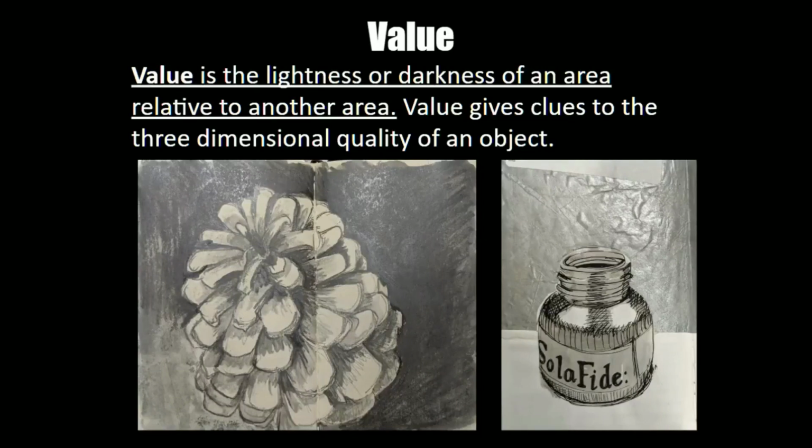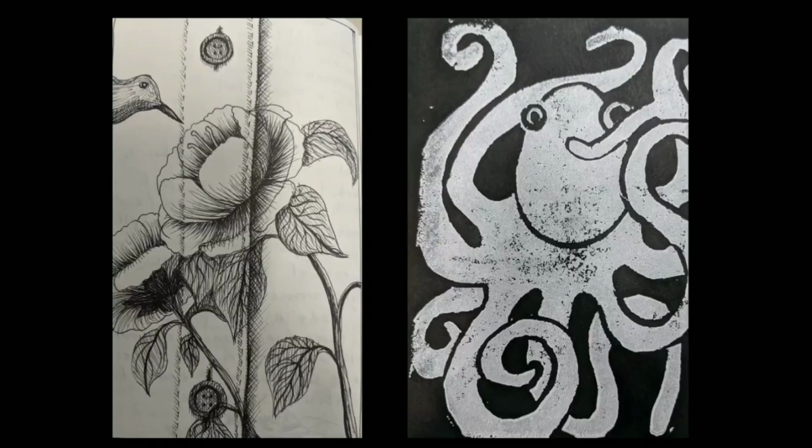Value is the lightness or darkness of an area relative to another area. Value gives you clues to the three-dimensional quality of an object. Value can be plain, like with the octopus, where it's only got 1 or 2 values, white and black, or more depth and more values, such as the flower.